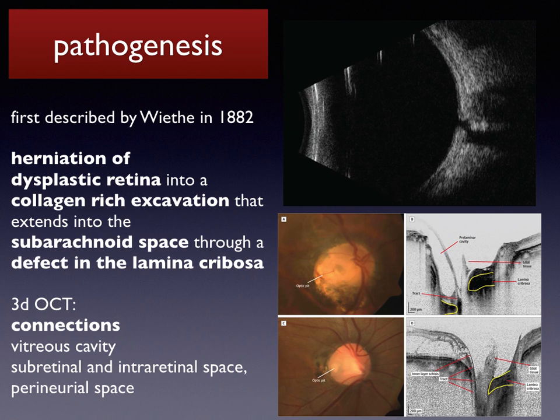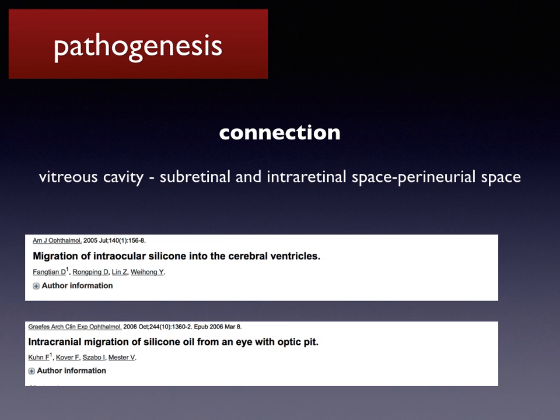So what about the pathogenesis? The disease was first described by Whitty in 1882 as a herniation of dysplastic retina into a collagen-rich excavation that extends into the subarachnoid space through a defect in the lamina cribrosa. Today we have 3D OCT imaging. We can see the connections among the vitreous cavity, subretinal and intraretinal space, and the perineural space. This connection has been reported in the literature, as you can see in the citations down here.